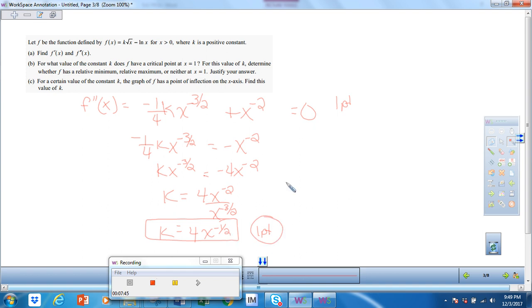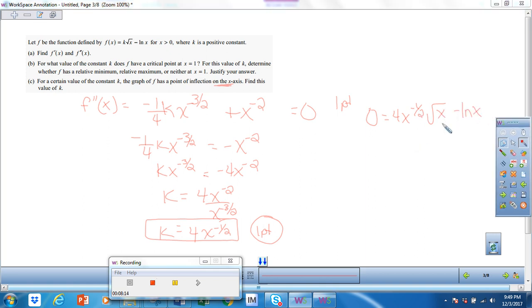So then how do we get the next value? Well, to get the next value, we have to remember that it told you that it happened on the x-axis, meaning that y is 0. So then the next thing we need to do is say 0 is equal to k, but k is 4x to the negative 1/2 times the square root of x minus natural log of x.